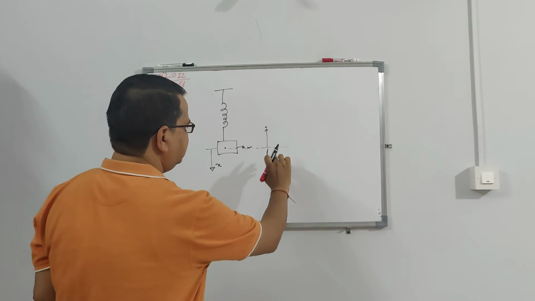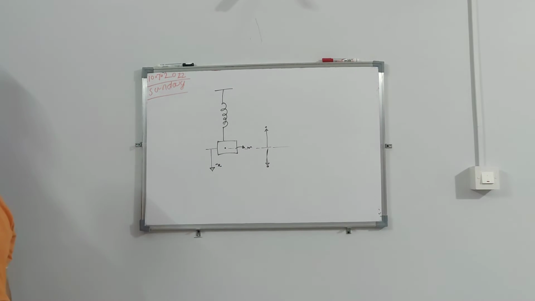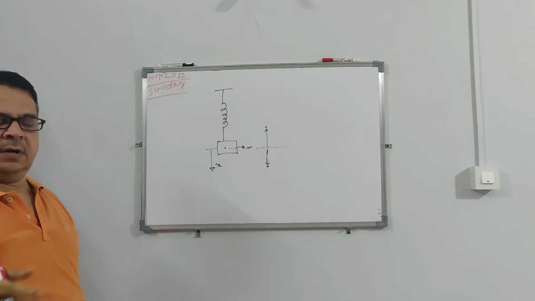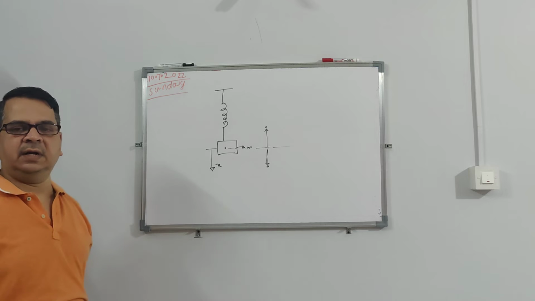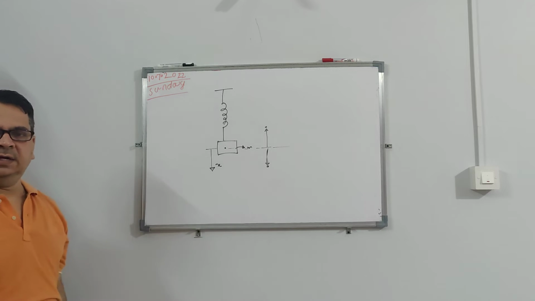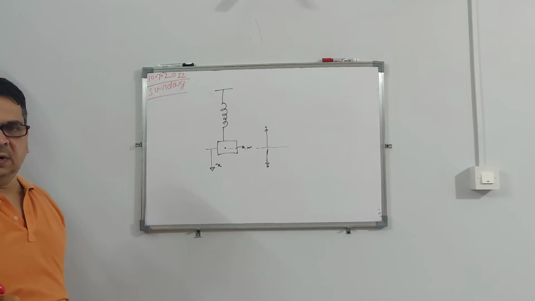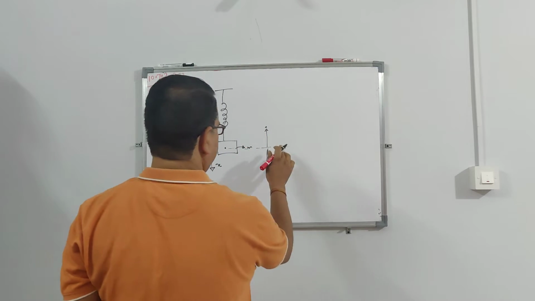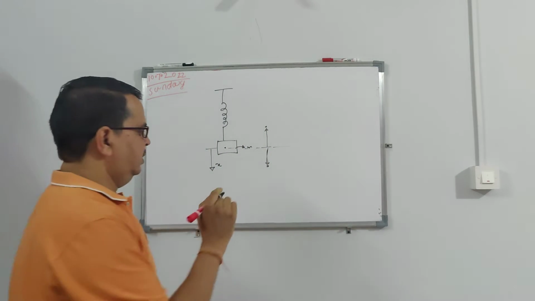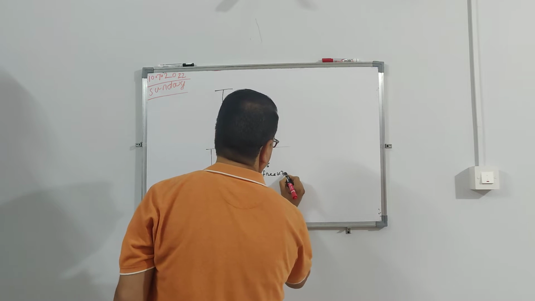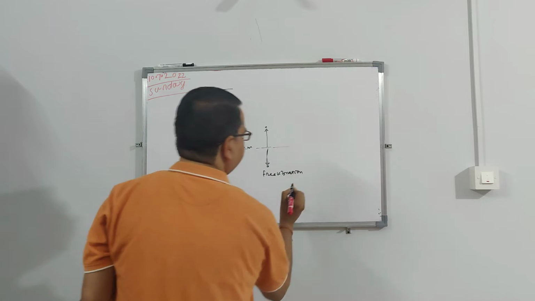If there is no air resistance, it will oscillate indefinitely. For eternity it will keep on oscillating. But actually there is air resistance and it will not oscillate forever. It will die down. So this example, whatever I have told you, is your free vibration.